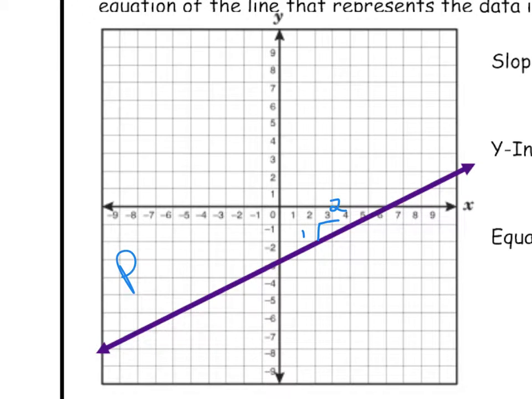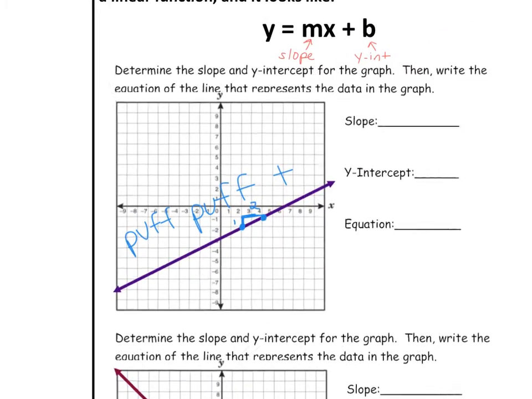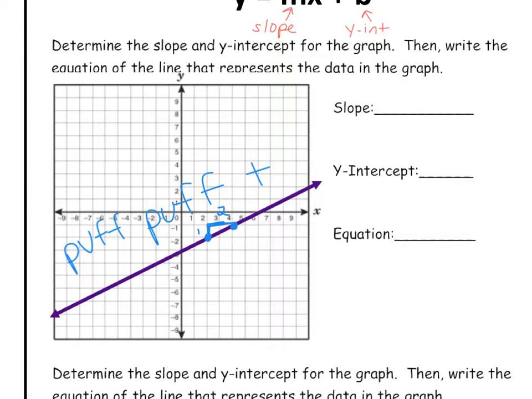Puff, puff, positive. Okay, so slope dude is going up the mountain, so it's puff, puff, positive. And Grace, can you tell me what my slope would be, my actual fraction? 1/2. And it's going to be positive 1/2. So you can put the positive sign in front, but you do not have to. Okay, so there's my slope.